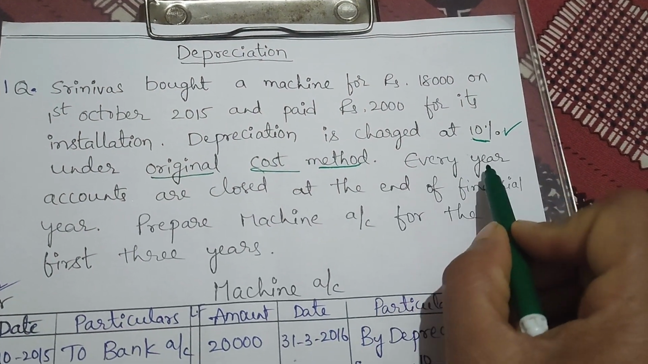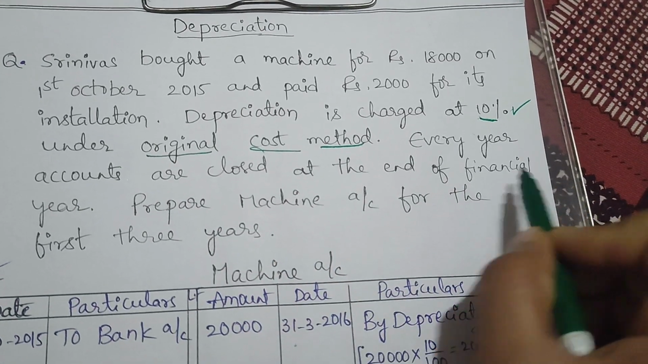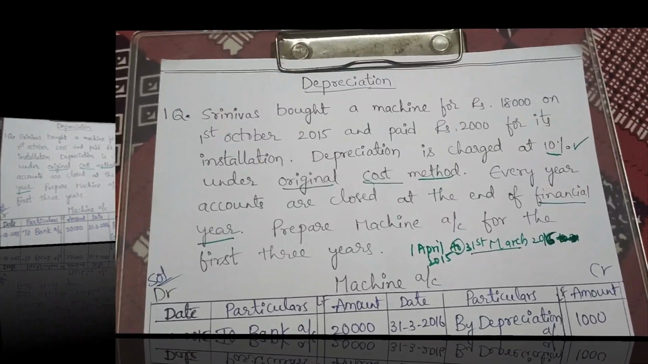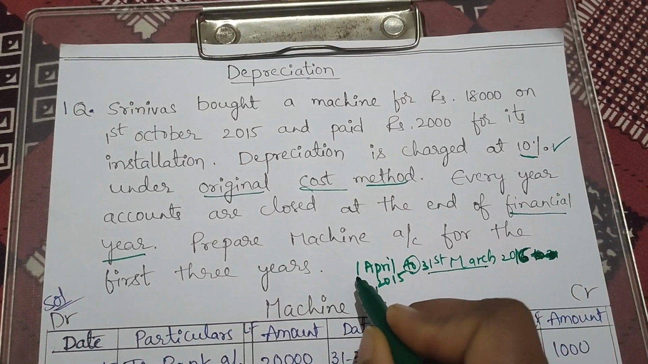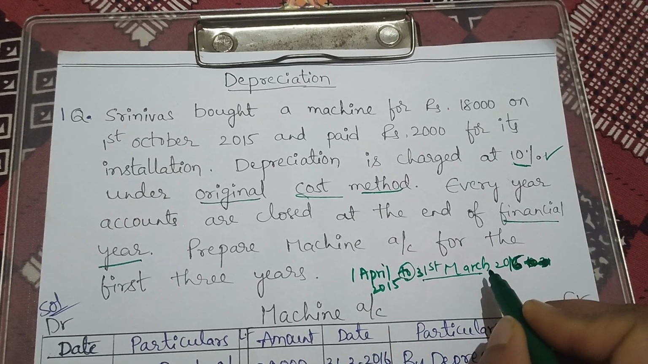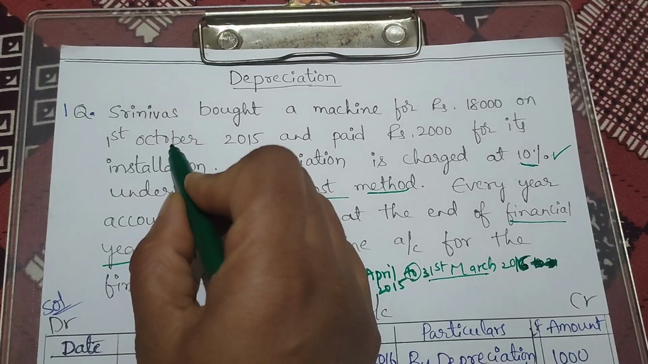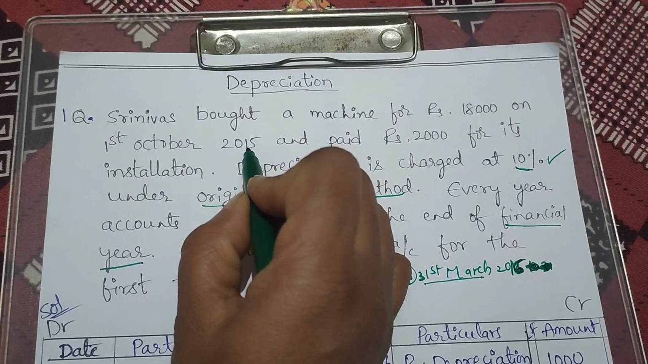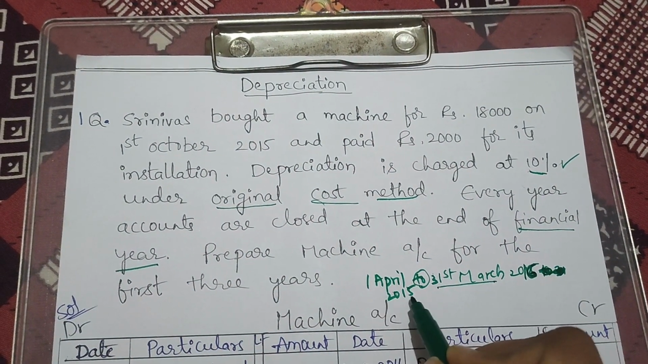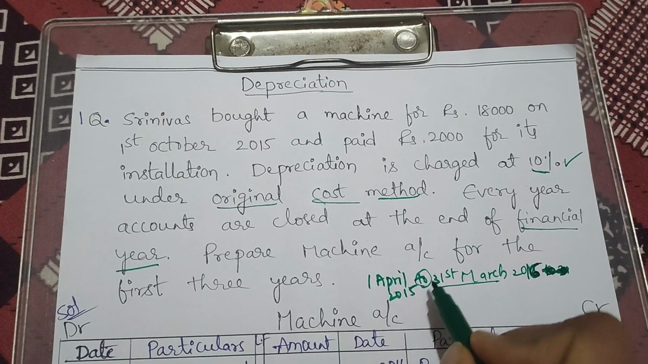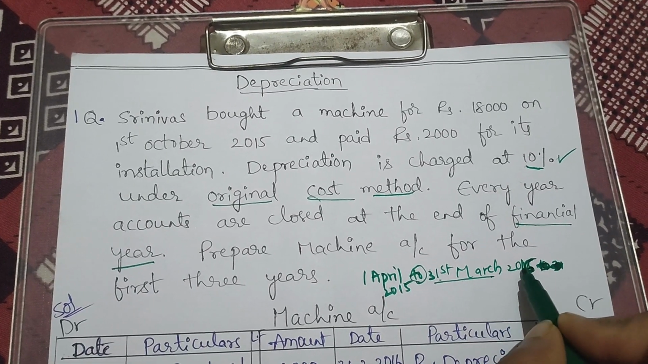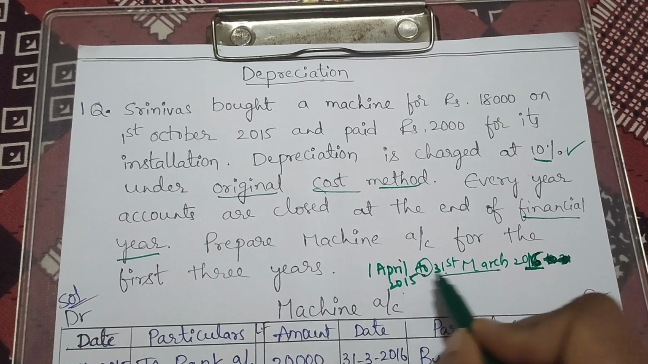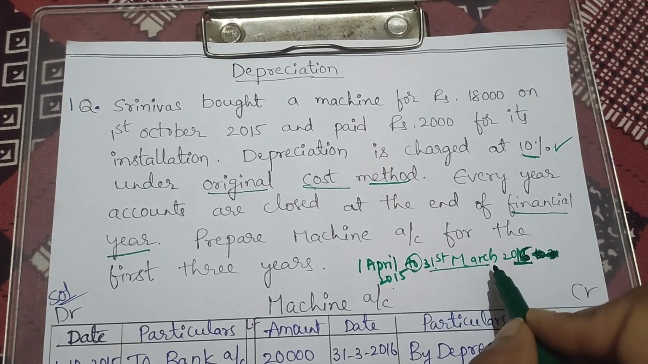And here every year accounts are closed at the end of the financial year. So financial year means always it starts from 1st April and ends on 31st March. So here the machine is purchased in the year 2015. So we take from the year 2015 onwards. 1st April 2015 is the starting date and it is ending on 31st March 2016. So this is the opening date, this is the closing date. So it consists of 12 months period. We call it a financial year.